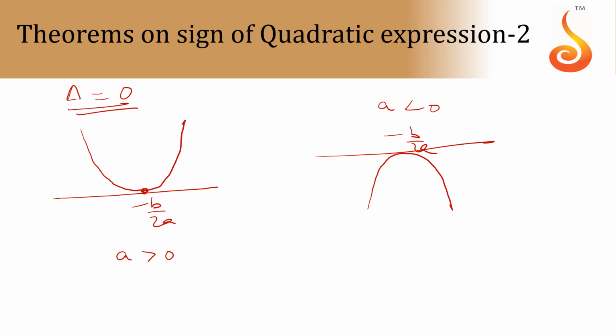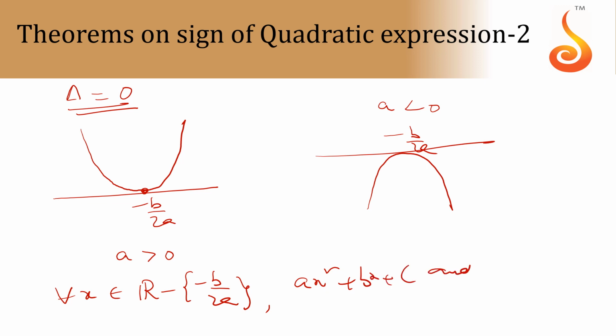So the double root is minus b by 2a. At the root, the expression value is 0. Observe, for all other values of x other than the double root, a and the expression have the same sign. So can I say like this? For all x belongs to R minus {minus b by 2a}, ax square plus bx plus c and a will have the same sign.